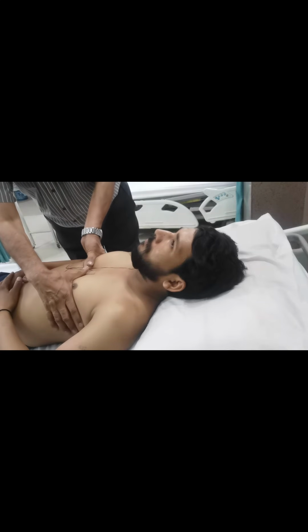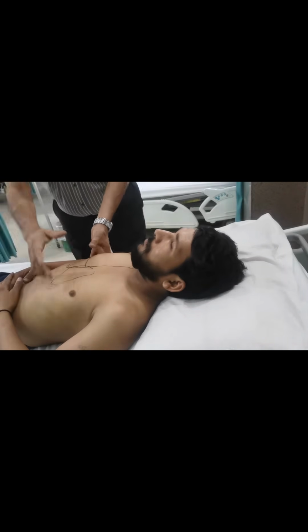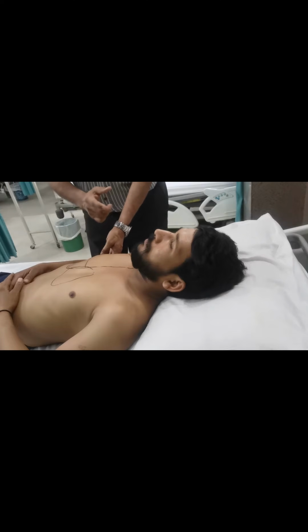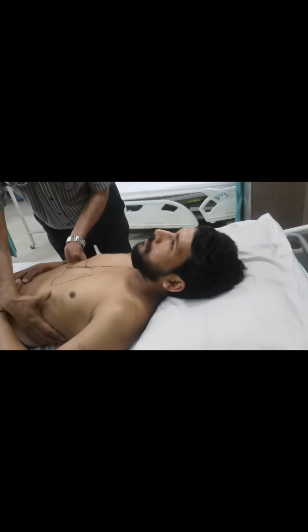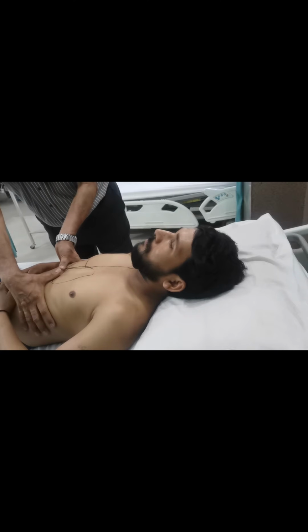Take a deep breath. And you see if both sides move equally from the midline. The side which moves less again will be abnormal. Similarly, in the lower part of the chest, retract the skin, bring your thumbs to the center, and ask the patient to take a deep breath. Take a deep breath.